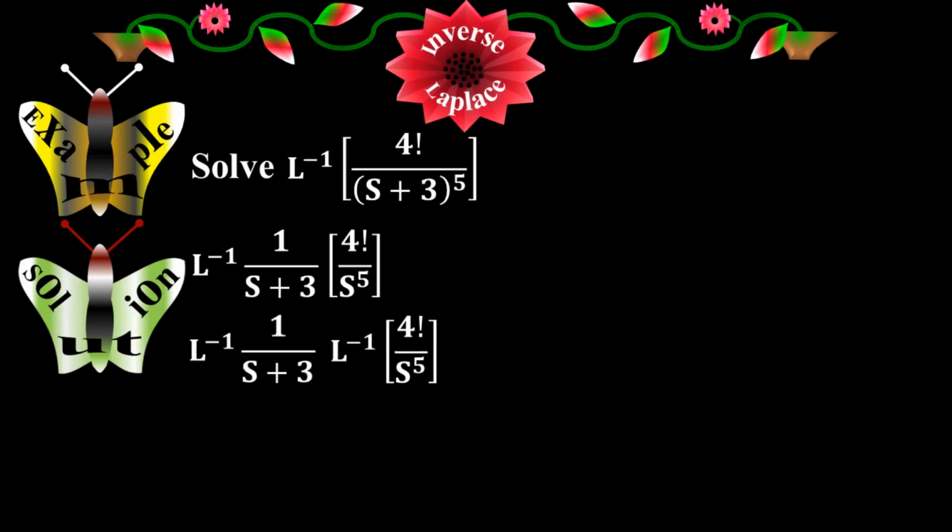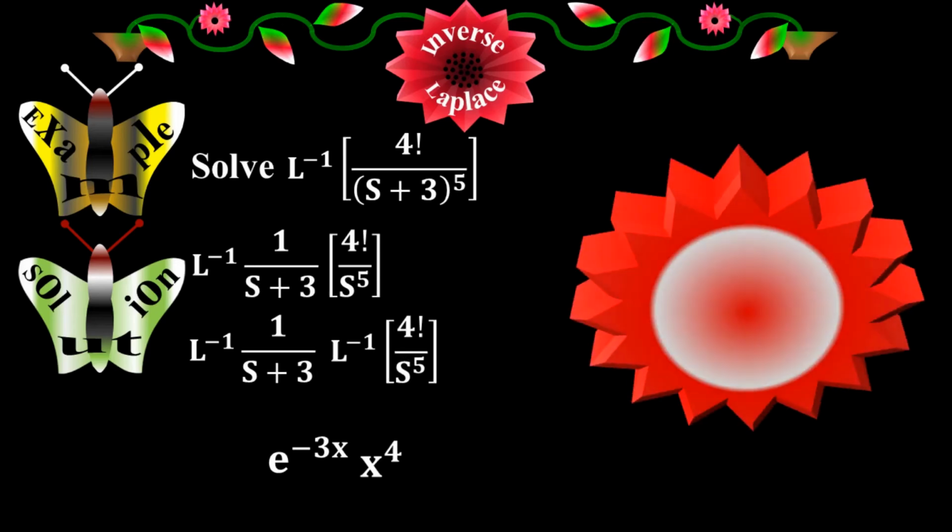Inverse Laplace of 1 over s plus 3 equals e to the minus 3x, and inverse Laplace of 4 factorial over s to the 5 equals x to the 4. From the second elementary condition here, which is Laplace of e to the ax equals 1 over s minus a, constant a is minus 3 here.